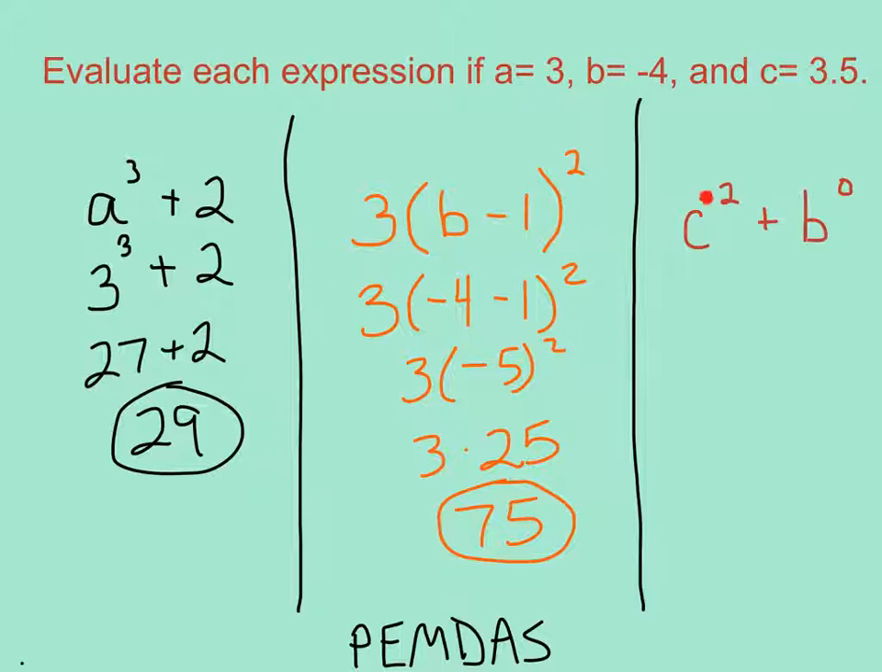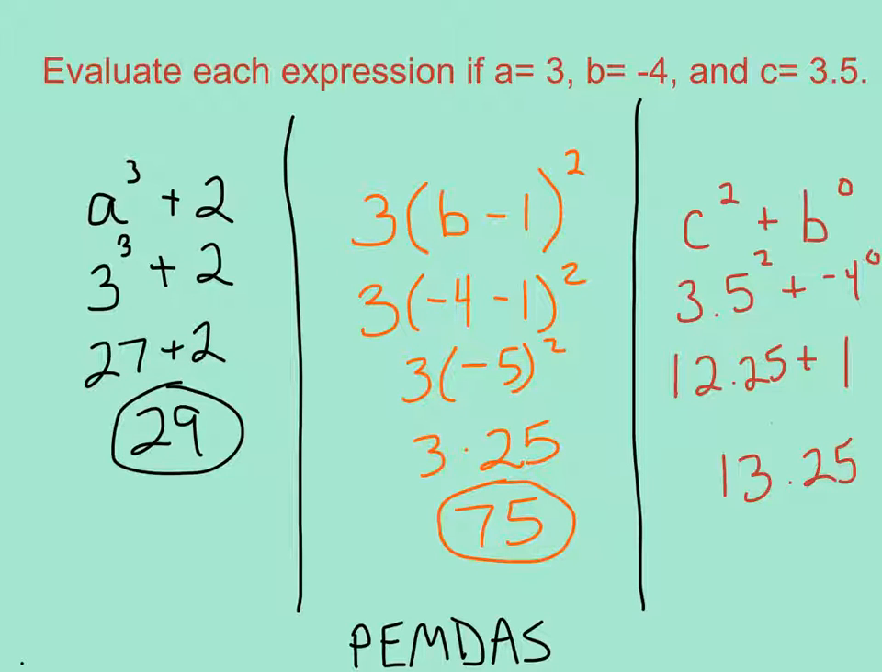And my last one, c to the 2nd power. Instead of saying the 2nd power, I can say squared. So I could say c squared plus b to the 0 power. First I plugged in my numbers for my variables. And here 3.5, or 3 and 5/10, squared gives me 12.25. And that's going to be plus -4 to the 0 power. Remember, everything to the 0 power is 1. So now my final answer is going to be 13 and 25 hundredths.